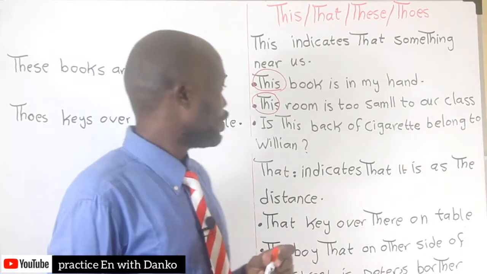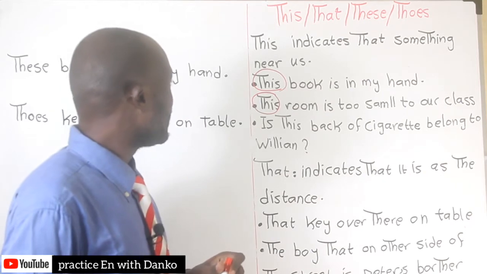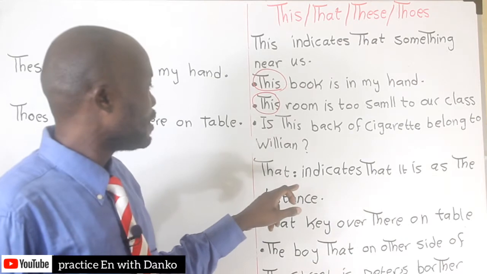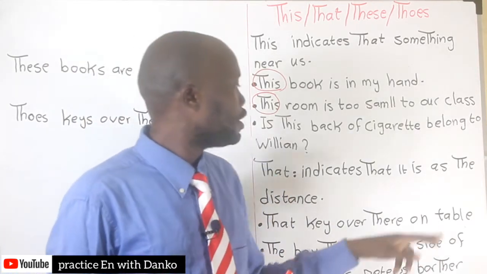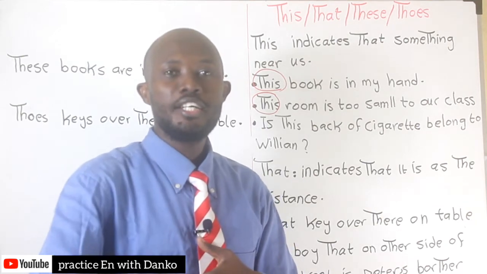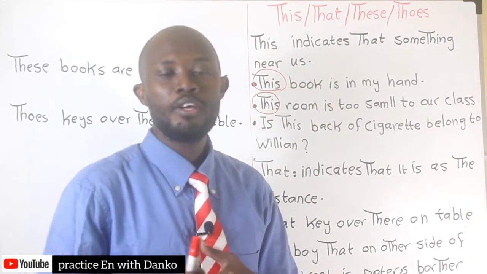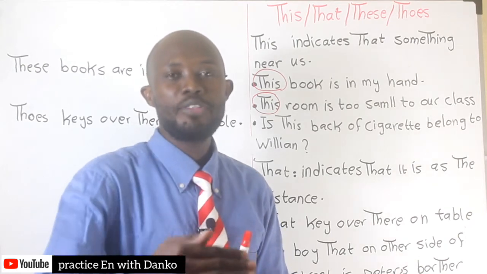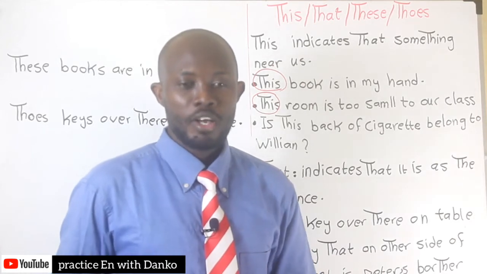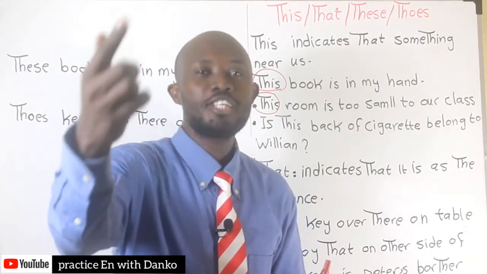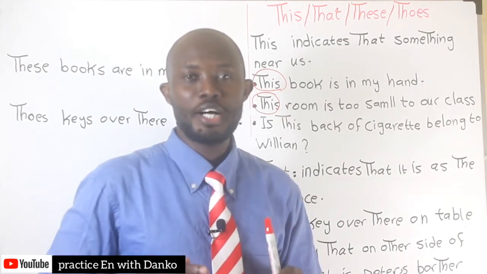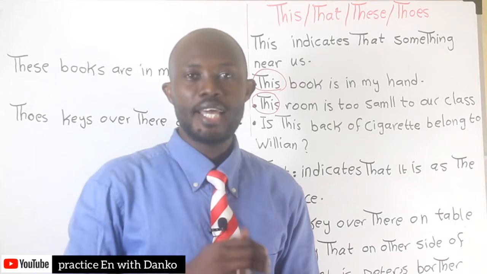All right, good. Next, let's talk about that. That indicates that it is at a distance. It's a little bit far away from you. You want to indicate something, but it is far away. Maybe I'm in this room and I want to indicate something outside of the room. Okay, in this case, you must use that to indicate it.